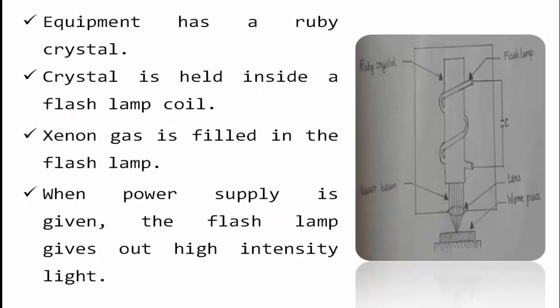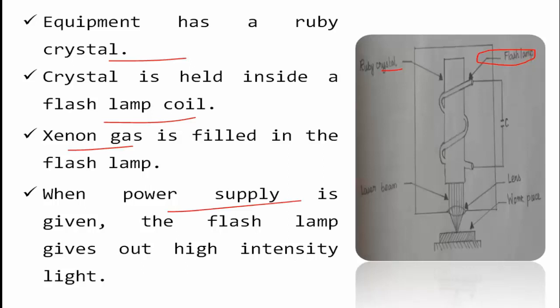This is the setup and arrangement of the laser beam welding process. The ruby crystal and flash lamp are placed so that the lamp is inside the crystal coil. A power source is given, along with a focusing lens. The equipment has a ruby crystal, held inside the flash lamp coil. Xenon gas is filled in the flash lamp.